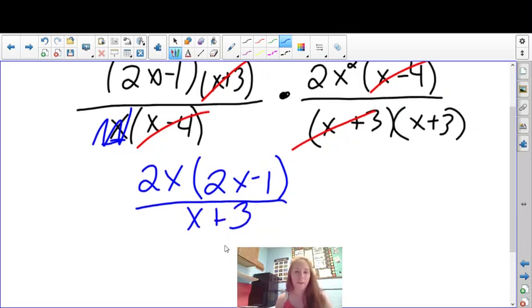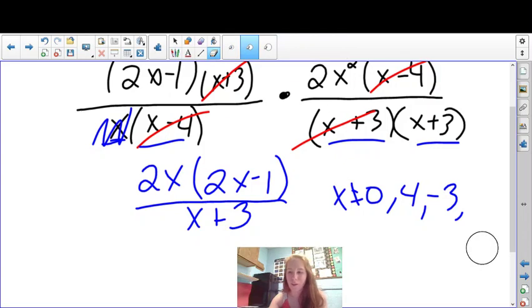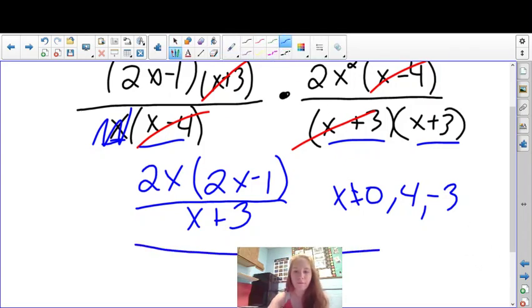So let's talk about any restrictions. So x cannot be 0 because of this one. This guy causes 4. This is negative 3. And this is negative 3 again, so negative 3 twice. So does it make sense to say negative 3, negative 3? No. I've already said it. No point in saying it again.